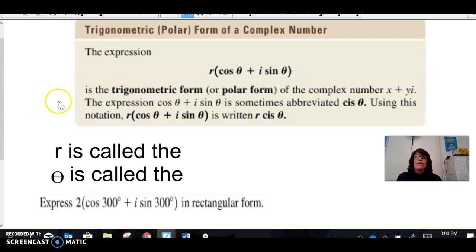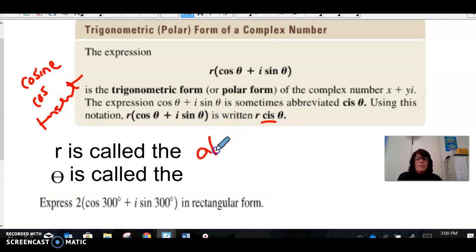Sometimes because we get tired of writing over and over, just like sine has been shortened to sin, cosine is actually the word, but we say cos, tangent, we say tan. Instead of writing r cosine theta plus i sine theta, they sometimes shorthand it to cis. That means cosine theta plus i sine theta, okay?